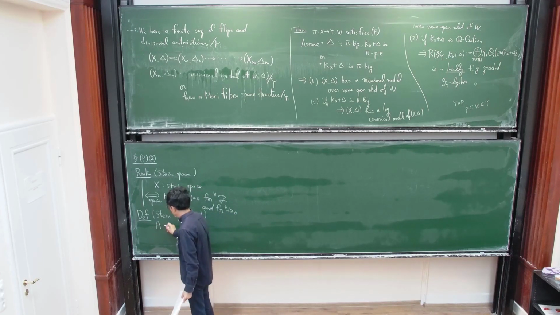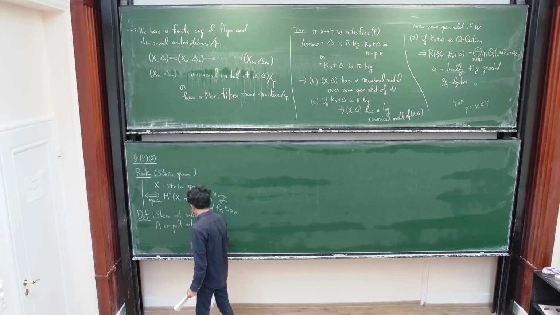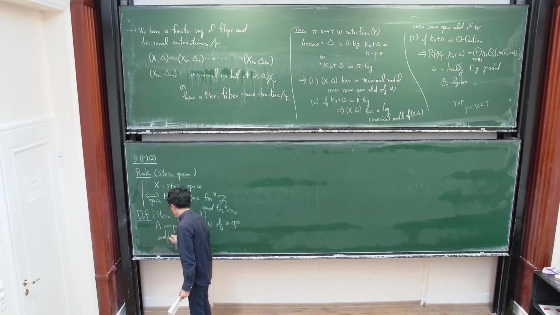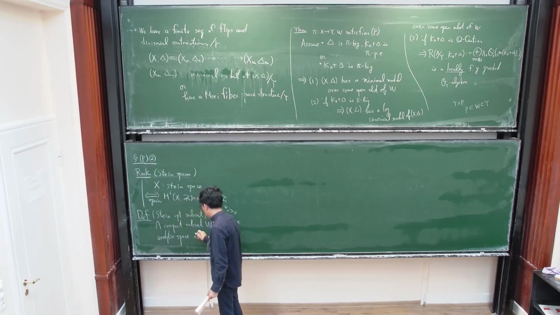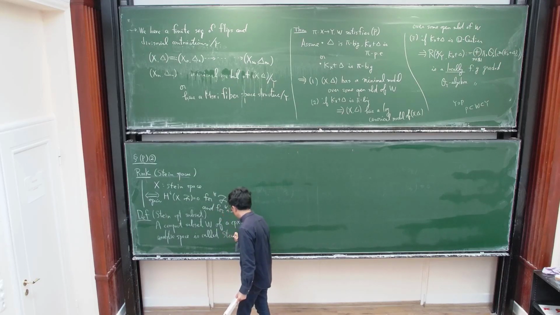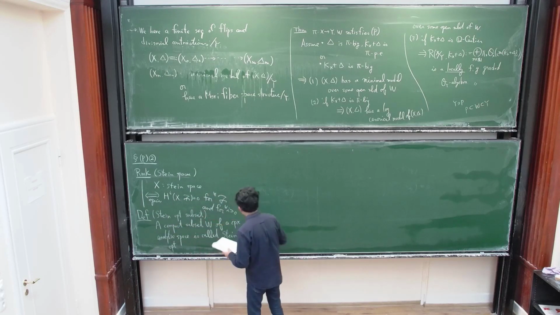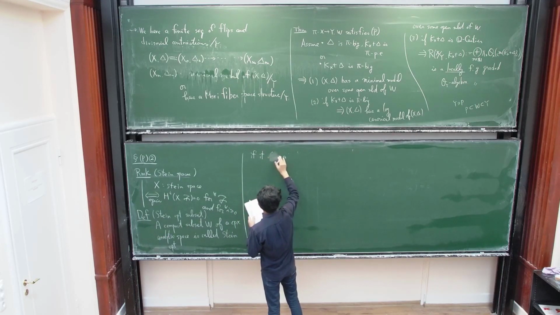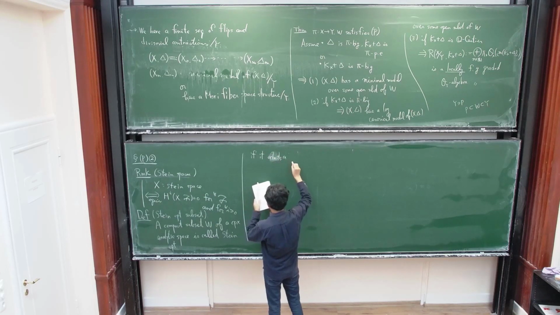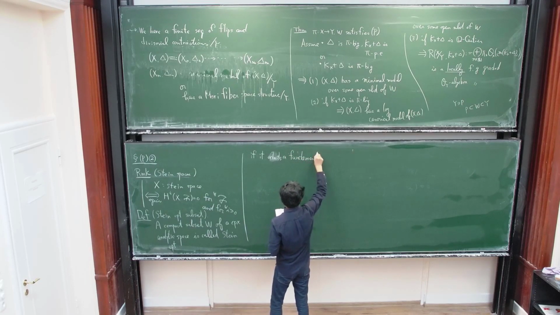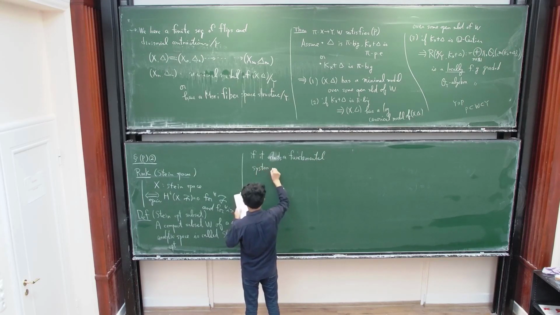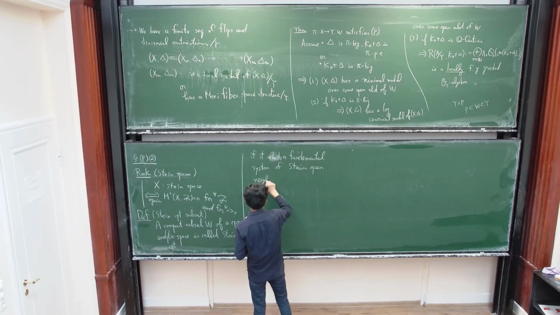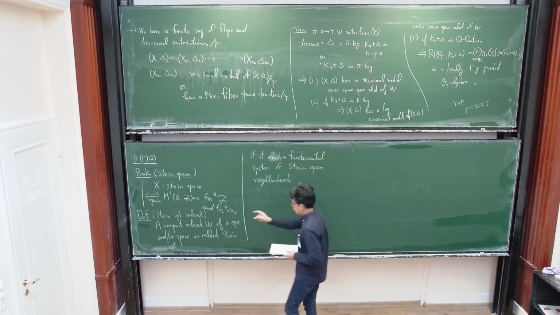A compact subset W of a complex analytic space is called Stein compact if it admits a fundamental system of Stein open neighborhoods. This is the definition of a Stein compact subset.